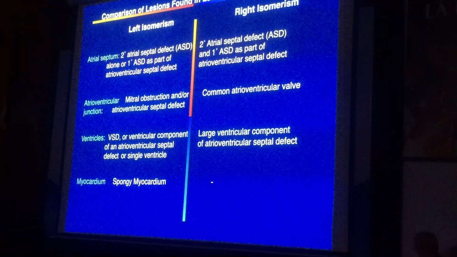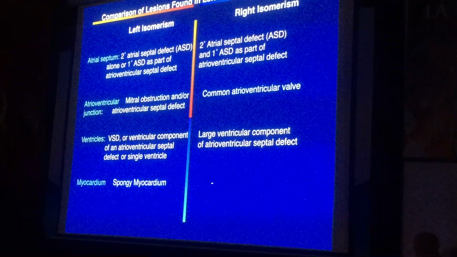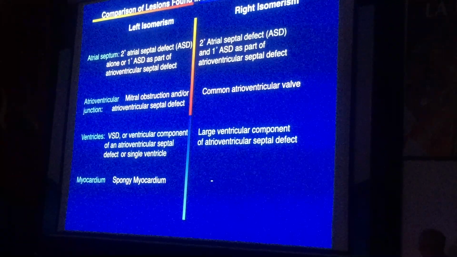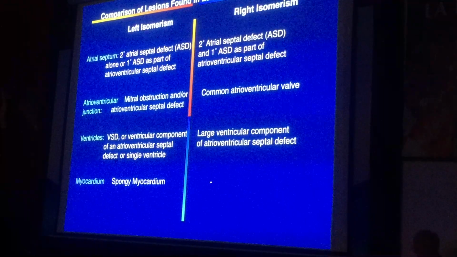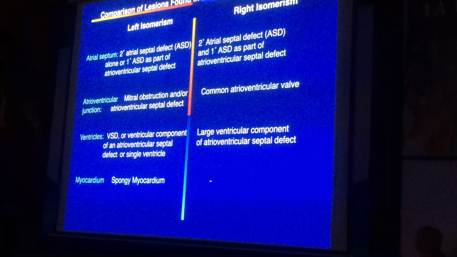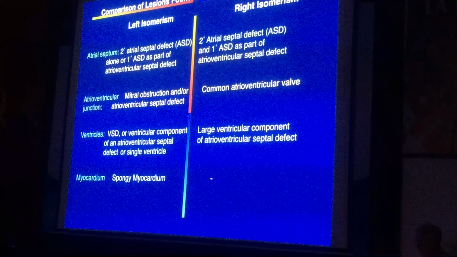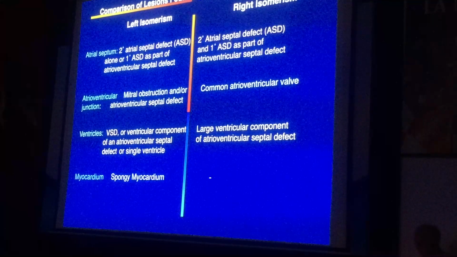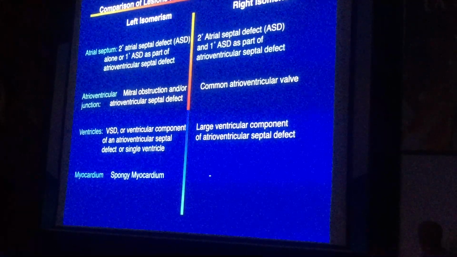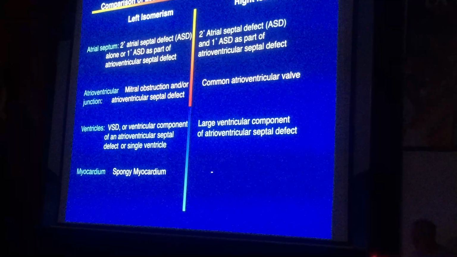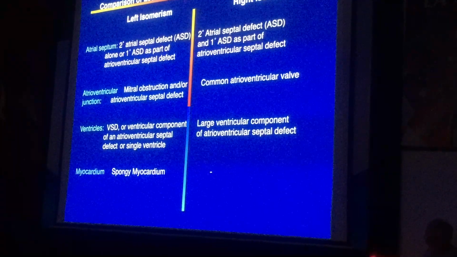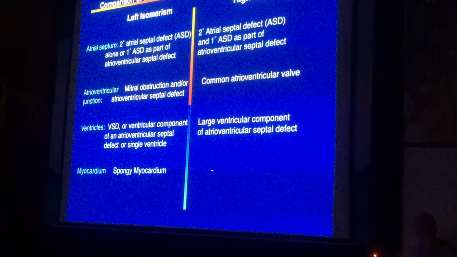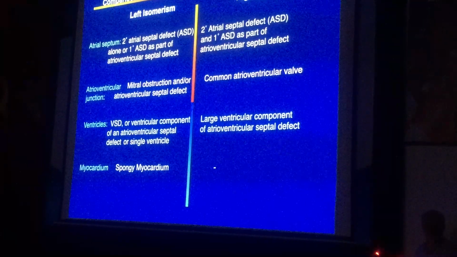The atrial septum, this is where you're not helped. AV septal defects may occur in left isomerism, may not have an atrial septal defect. In right isomerism, they invariably have a common AV canal with an AV septal defect. Okay? The ventricles, you may get nothing in left isomerism. Okay? Or you may get an AV septal defect or a single ventricle. In right isomerism, it's invariably a large ventricular component of an atrioventricular canal. The myocardium is spongy in left isomerism, but not in right.